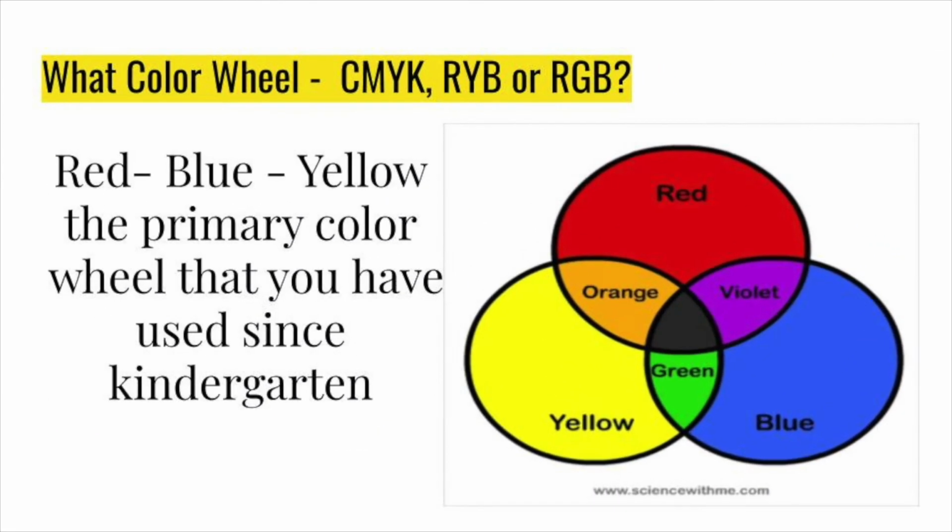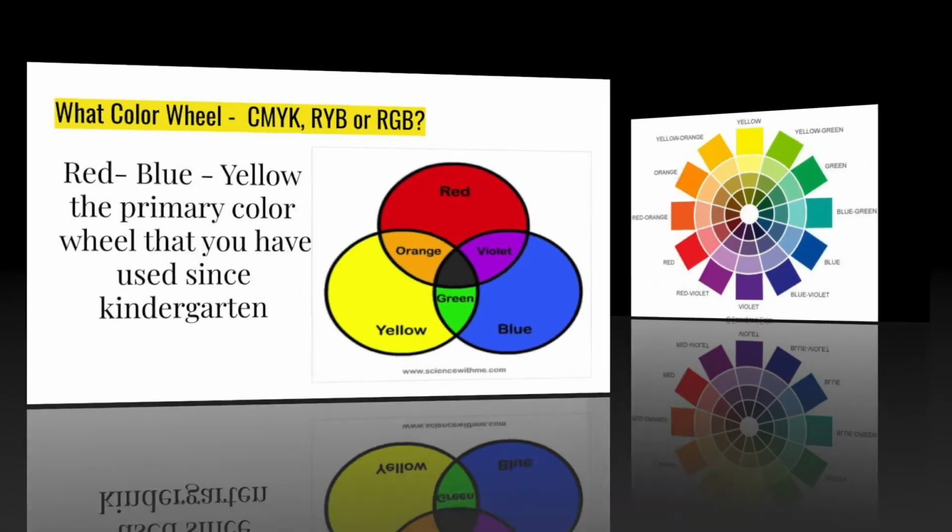If you chose the color wheel that was in the middle, the red, blue, and yellow one, you are correct. So these are the primary colors that we've probably used since kindergarten. We are going to be learning more about this color wheel and how to read it and use it for our paintings.